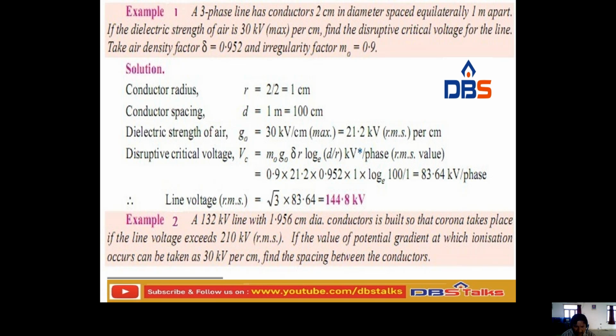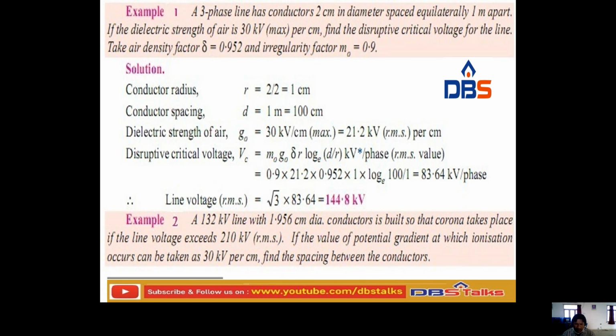A 132 kV line with 1.956 centimeter diameter conductors is built so that corona takes place. The line voltage exceeds 210 kV RMS. If the value of potential gradient at which ionization occurs can be taken as 30 kV per centimeter, find the spacing between the conductors. So we have to determine small d, the spacing between the conductors.